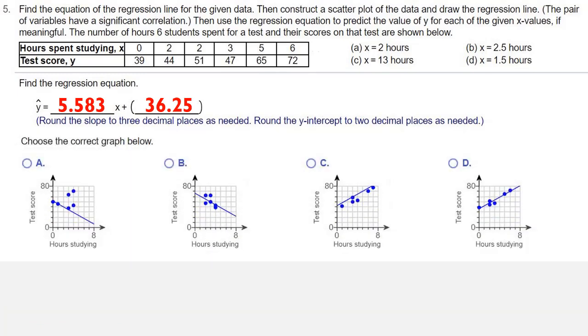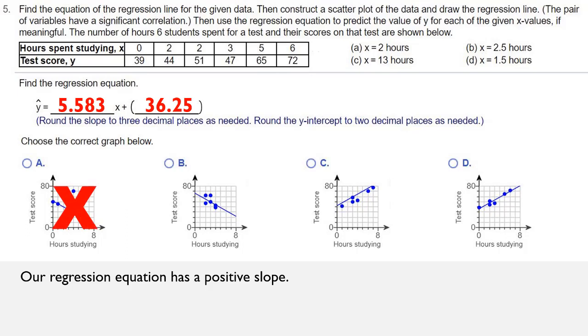Next, we need to choose the correct graph here. Well, when we look at this regression line equation, we notice that it has a positive slope. Positive slope means that the graph will be going up from left to right. So that eliminates graph A and it eliminates graph B.